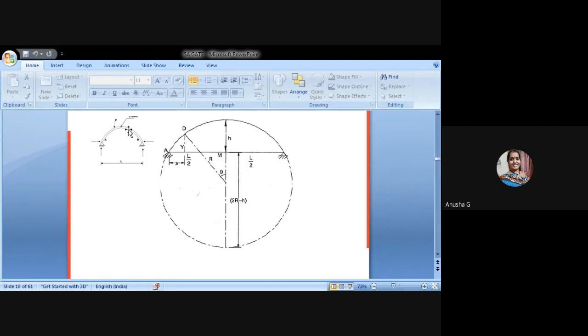Here you can observe this is a normal 3 hinged arch, this is a circular arch. In these 3 hinged arches, if you observe clearly, point A is one hinge and B is the other hinge, and the third point is at the crown, that is, C is the crown. This is a 3 hinged arch.